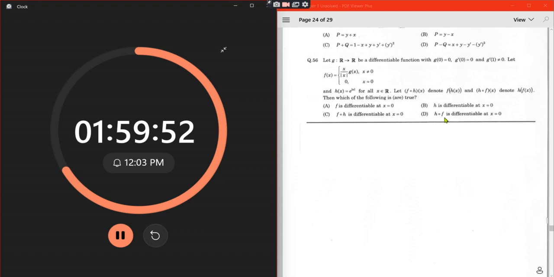No, we need it at x equal to 0. Okay fine. So at x equal to 0, it's g dash of 0 and here negative g dash of 0. Wait, okay, we need g dash of 1. Sorry, not 0. So that's actually what they said, it is not 0. So right, it's not differentiable. So this is not differentiable. And h of f is differentiable at x equal to 0.